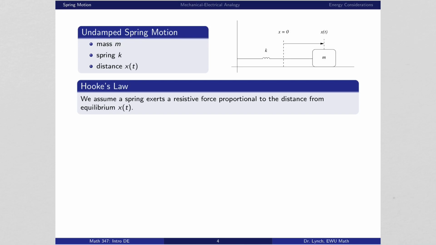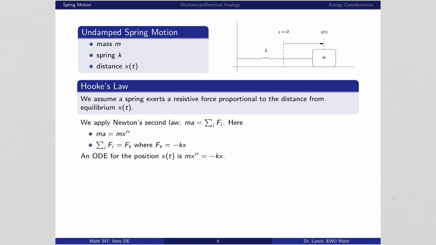Okay, so more about this spring constant k. We'll assume that the spring exerts a resistive force proportional to the distance from equilibrium. This is better known as Hooke's law, that force is proportional to the distance from equilibrium. So we'll go ahead and use Newton's second law to derive a differential equation for that. Again, Newton's second law is that the mass times the acceleration is equal to the sum of the forces on the spring.